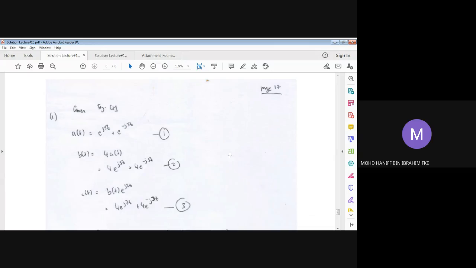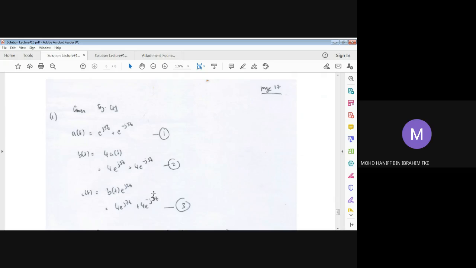Based on the question, we can say that a(t) is a summation of two signals, which are e^(j5t) and e^(-j5t). Due to multiplication between a(t) and a constant of 4, we have b(t). So b(t) is 4 times a(t). And finally, c(t), which is a multiplication between b(t) and exponential j2t, we're going to have these signals here.